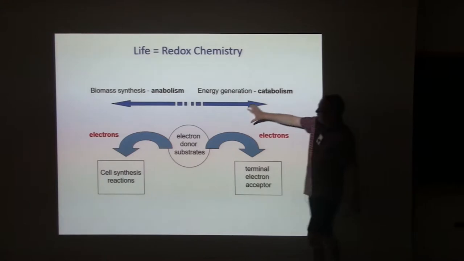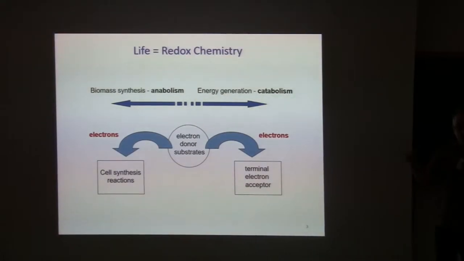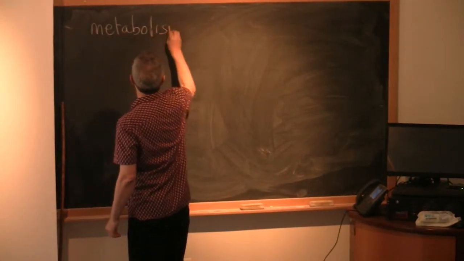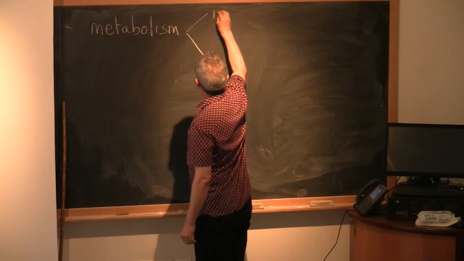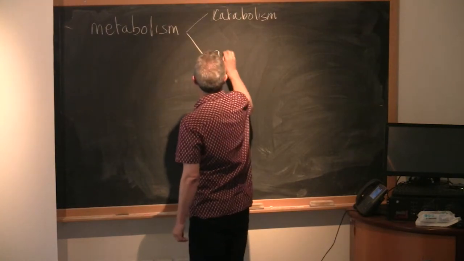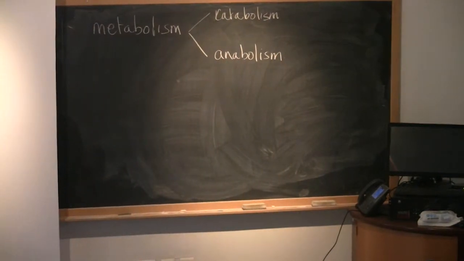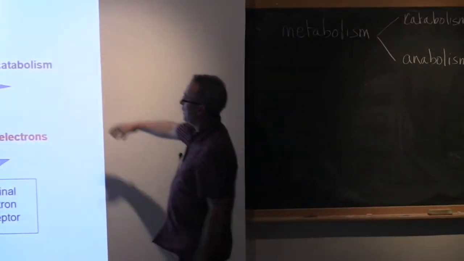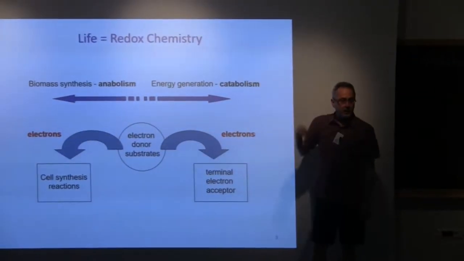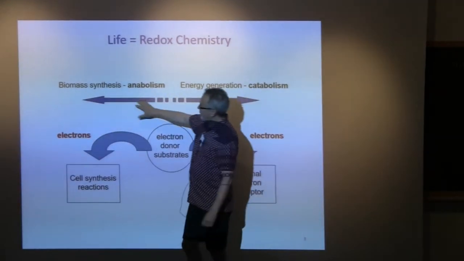So what do I mean by that? Well, if you think about what we call metabolism, if you're a cell, all the chemical reactions that take place in the cell is what we call together metabolism. And so metabolism is composed of two parts. There is catabolism, and there is anabolism. All right? And so catabolism is really that part of the metabolism that serves to generate energy. Essentially, you can think about catabolism as this generates ATP. And ATP is the energy currency of the cell. It's actually the energy currency of all cells on Earth. And anabolism refers to biomass synthesis.